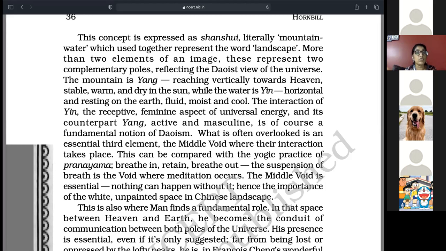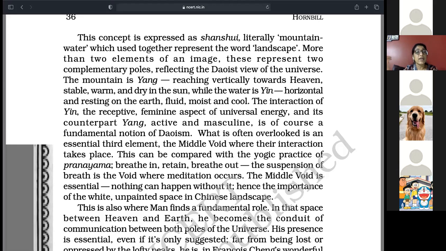But according to the Chinese, even that particular void जो खाली है, void का मतलब होता है खाली, void का आपका जो डिक्शनरी मीनिंग है वो है खाली. Even that जो खाली जगह है, even that has got its importance. That is the place where interaction takes place between the heaven and the earth.